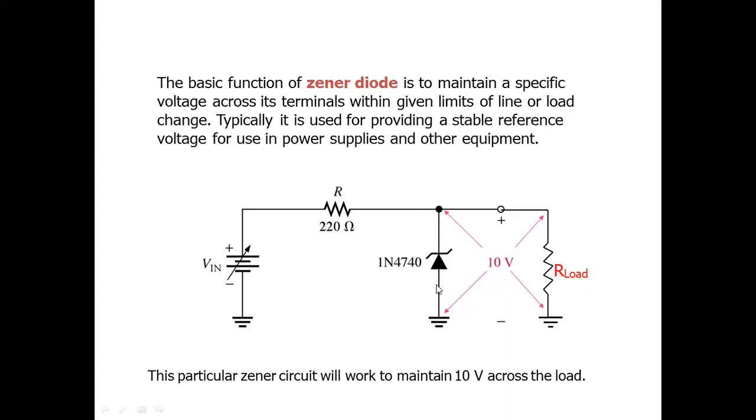It is going to give that by varying the impedance. Impedance is nothing but the combination of resistance and reactance. By varying the impedance, it will give the constant output of 10 volt only.